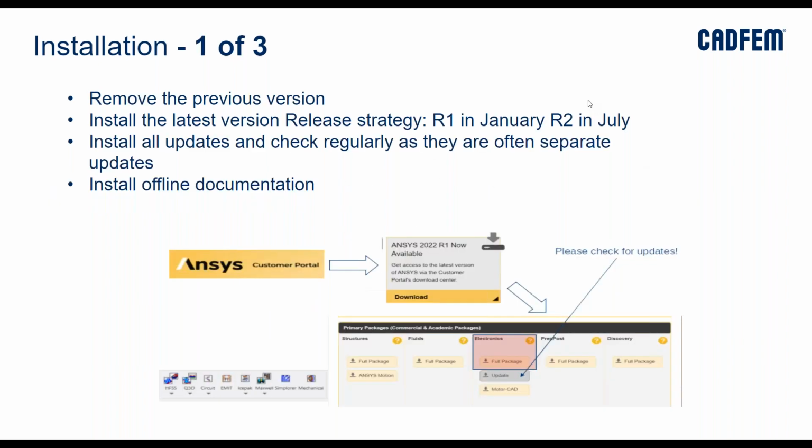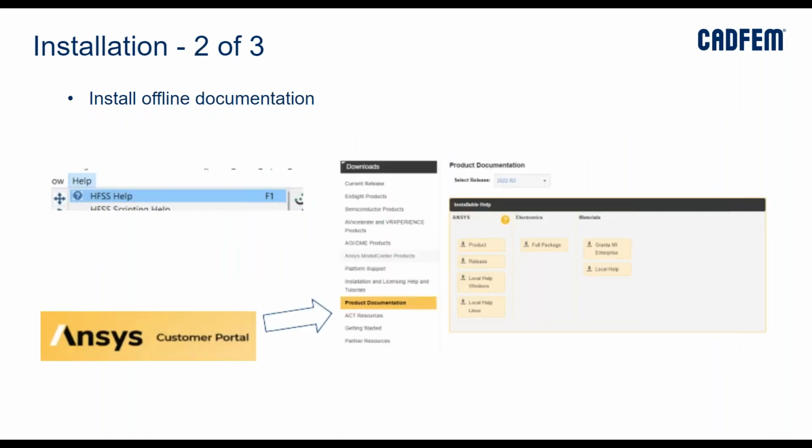Also, it's highly recommended to install the offline documentation. So Bob, the next slide, please. Just like the online documentation is a bit slow. Sometimes it can time out. So the most efficient way is to install the offline documentation. Also in the Ansys customer portal, you will see product documentation, and then go to electronics. It's just once, but then you'll be really happy and grateful that you've done it. And then you have access to all the offline documentation materials.